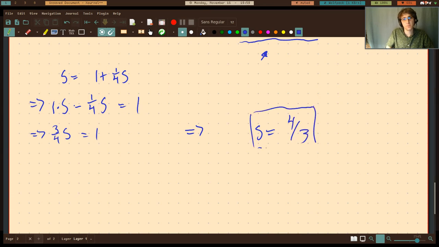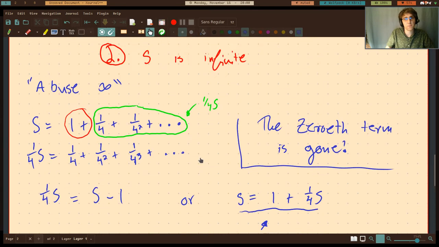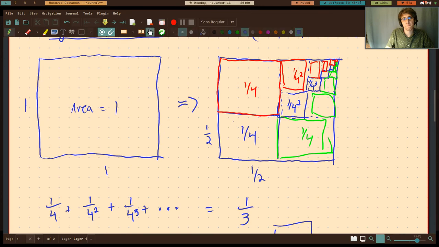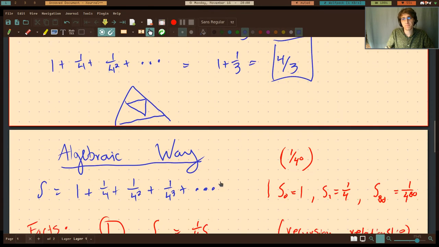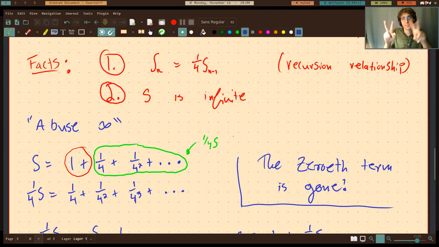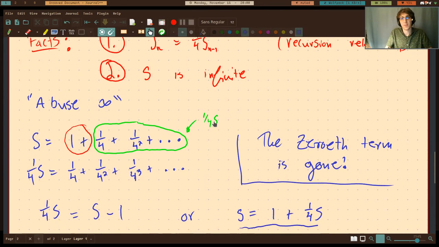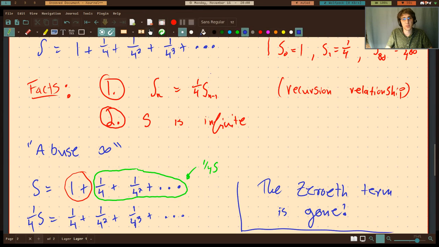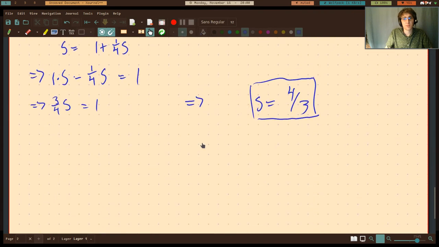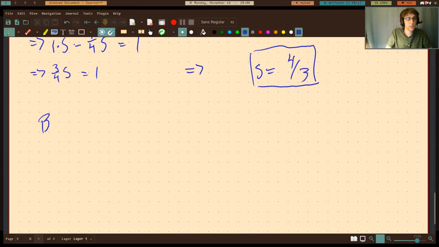We've gotten to the same conclusion a different way. Instead of drawing squares and splitting them up, we've used an algebraic approach, abusing infinity and this recursion relationship to give us a little head start on what we might want to do. But this is just one case, right?